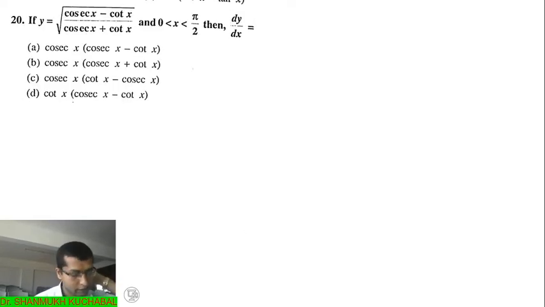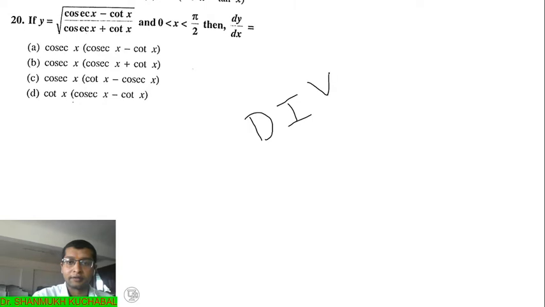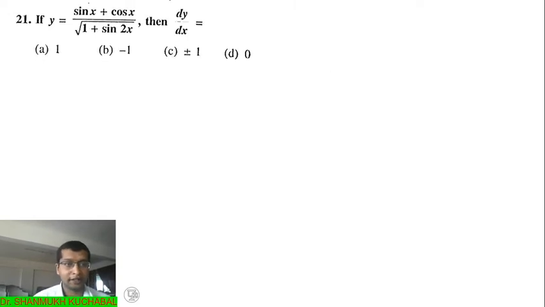Okay, next, example number 20. y equal to under the square root of cosec x minus cot x whole divided by cosec x plus cot x. The denominator we need to rationalize, so we have to multiply and divide by cosec x minus cot x, as we have simplified in the previous example. The same procedure we have to follow, and we have to get a solution for this example. Do it yourself, right? Okay, we move to our next example.